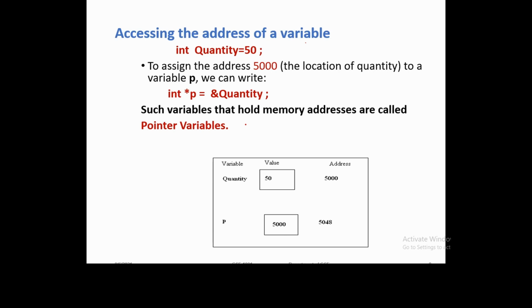Such variables that hold memory addresses are called pointer variables. The difference, I think you all know. So this one is the memory space for the quantity variable, and its address is 5000. We have declared another pointer variable p, whose address can be anything, and at the address of this pointer variable, the address of the other variable assigned to this pointer will be stored.